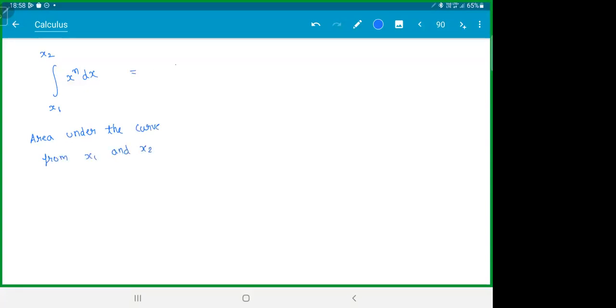So this formula will become x power n plus 1 by n plus 1. Integration is over. We just put a vertical line on the right side, x1 to x2. The meaning of this is integration is completed, but we need to put the limits yet. Integration is over, limits have to be applied. That is the meaning of that vertical line to the side.